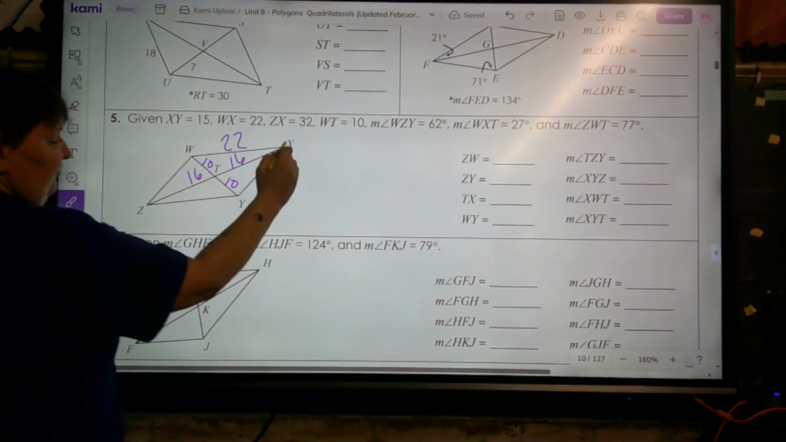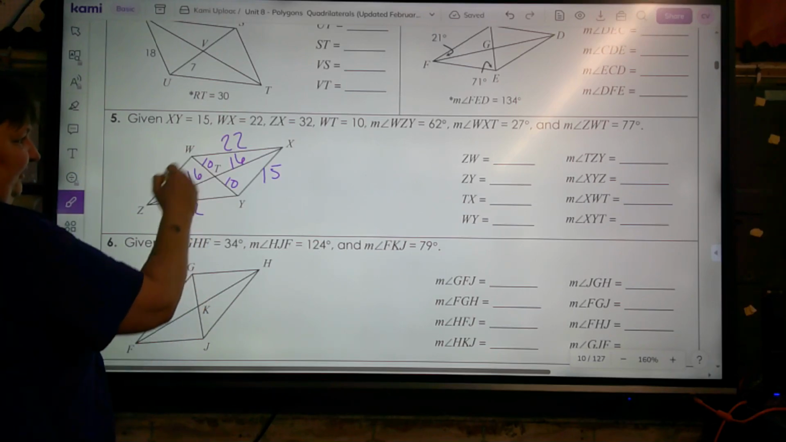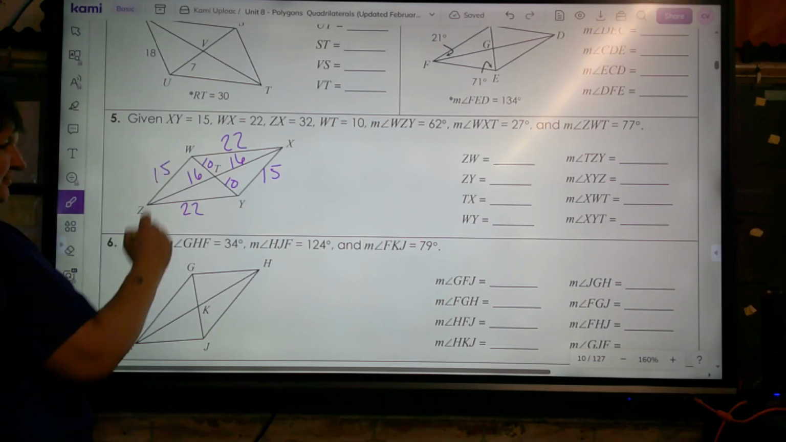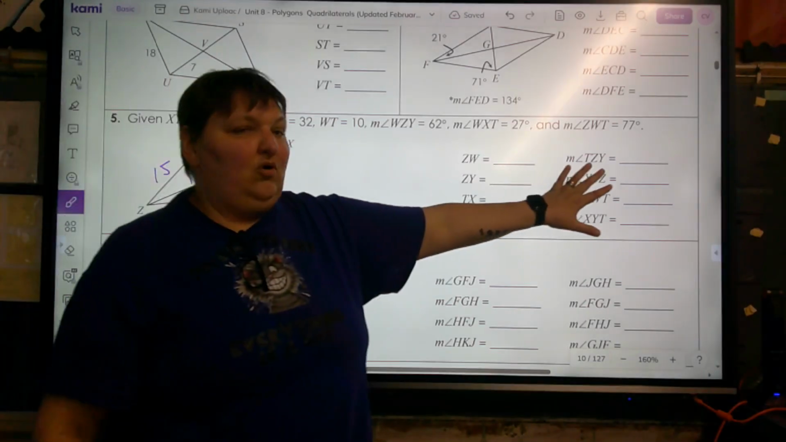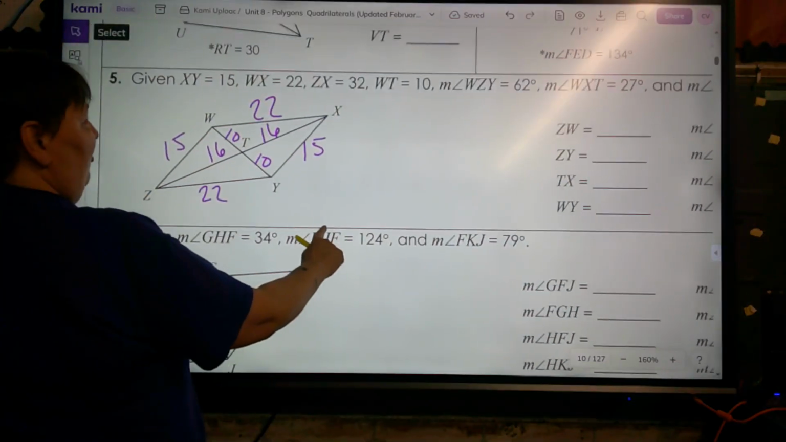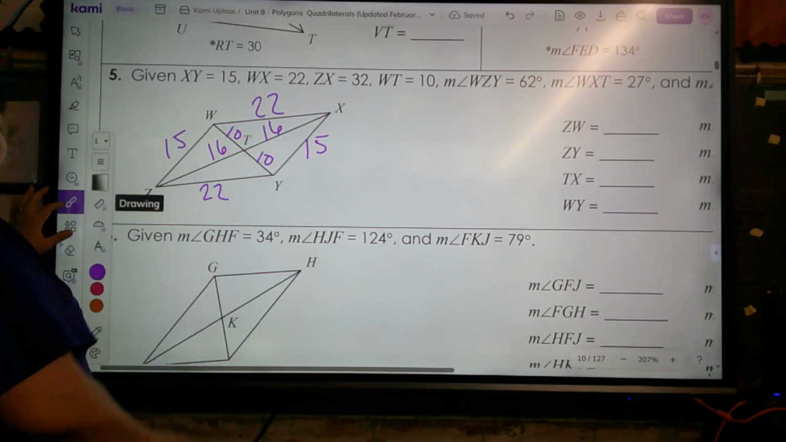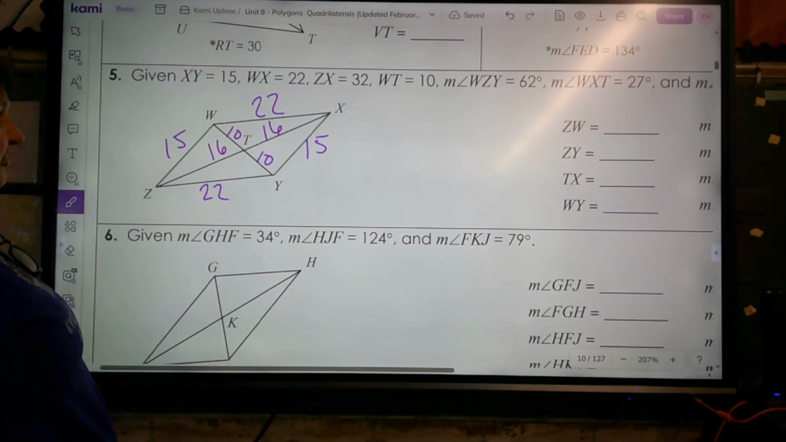All right, if we know this is 22, then this also has to be 22. And if this is parallel to this, 15, this has to be 15. So before we actually go on to mark all of the angles, let's go ahead and find out all of the line segments so we don't get confused, right? Because this is already a lot of information, right?